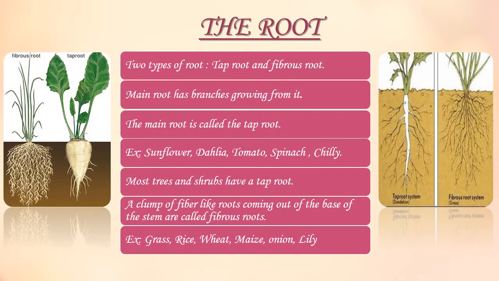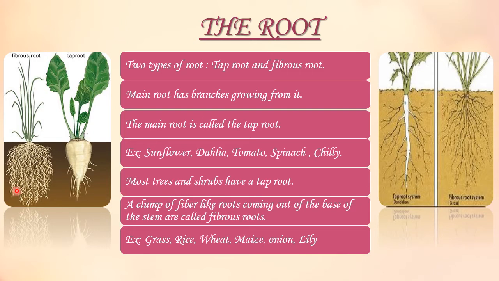The root. All plants do not have the same kind of root. Do you know the different kinds of root? Yes, taproot and fibrous root. Let us discuss what a taproot is. Some plants have a main root which has branches growing from it. The main root is called the taproot. Let us see some examples. Sunflower, dahlia, tomato, spinach and chili. Most trees and shrubs have a taproot.